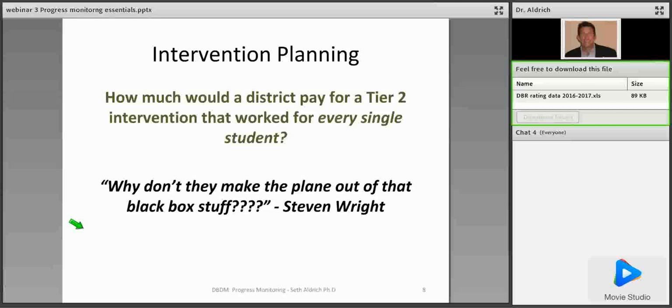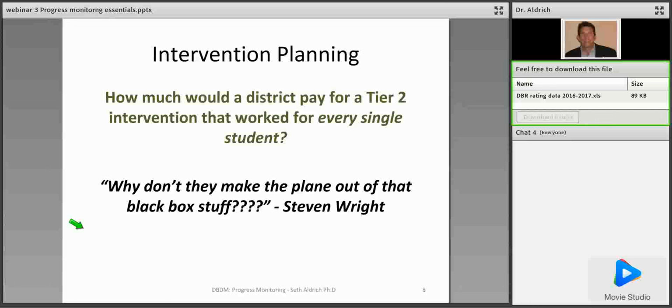I just want to talk a little bit about this slide. The idea of how much would a district pay for Tier 2 or even Tier 3 intervention that worked for every single student. When I've posed this question to a number of audiences, people kind of laugh, like, well, that's ridiculous. There is no one intervention or instructional approach that works for every single student. We know that it might be a really good intervention. It works for 80% of the kids, but this kid happens to be part of the 20% that it doesn't work for. We kind of know that.